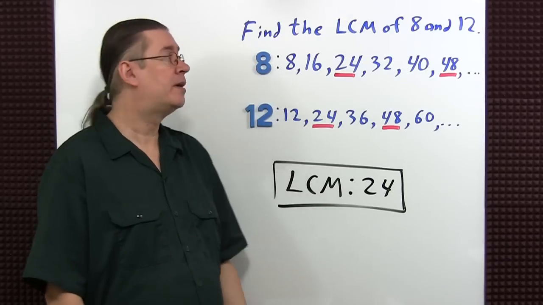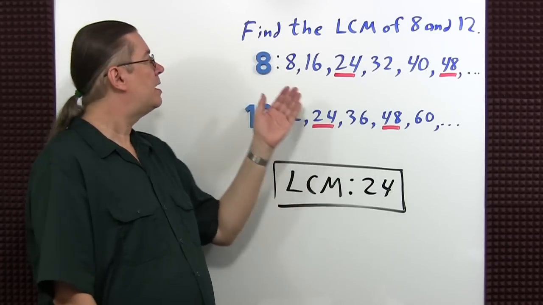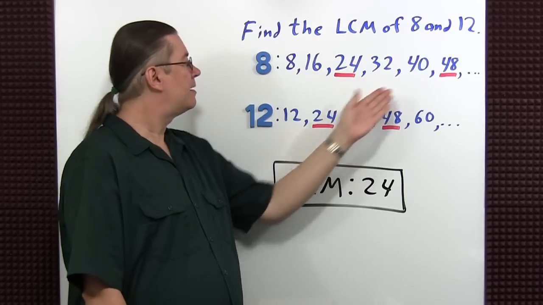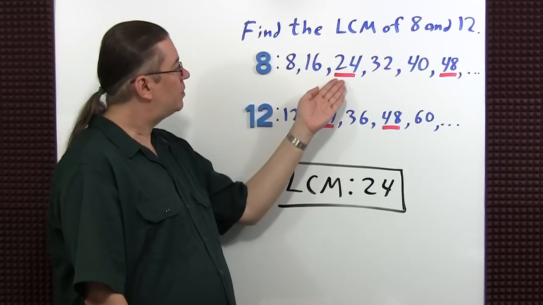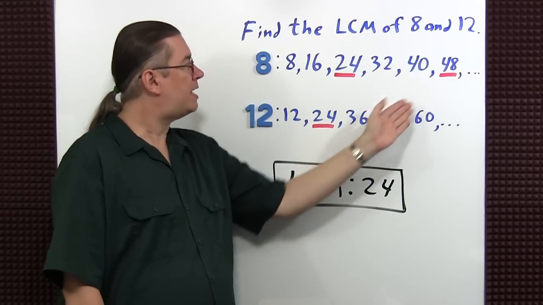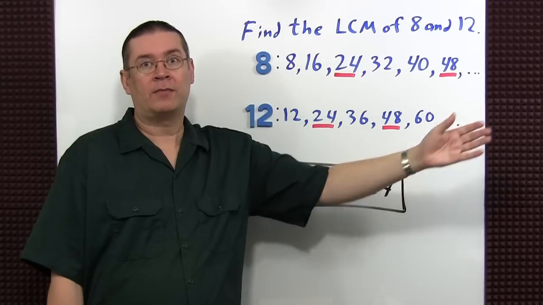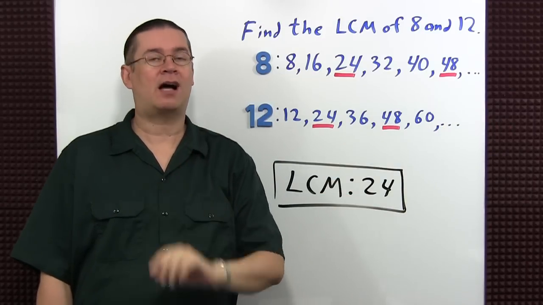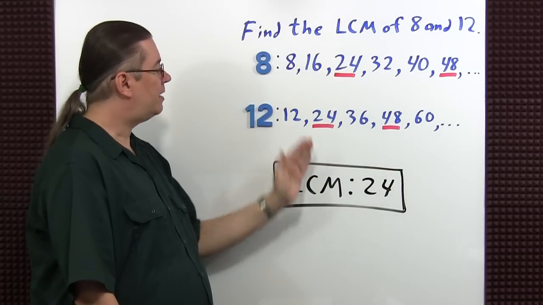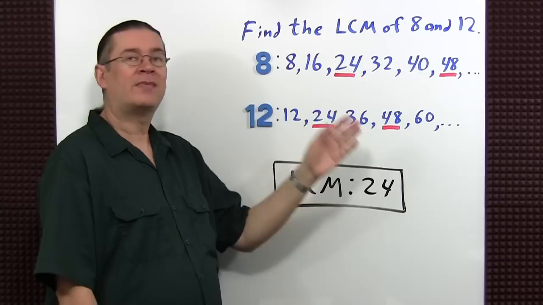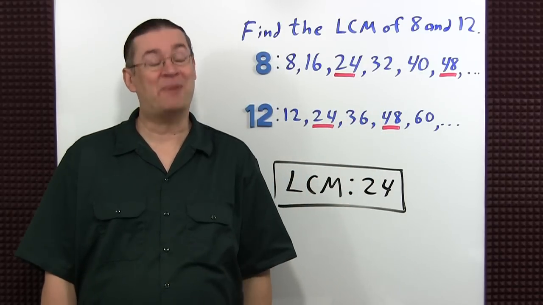Let's find the LCM of 8 and 12. One method is to just list the multiples of 8 and the multiples of 12 and see where they match. In this case, 24 and 48 are common multiples. They have an infinite number of common multiples, but we want the least common multiple. So that's the one smallest in value. Right here, 24 is our answer. Now this is a rather cumbersome method of finding the LCM. So now let me show you a better way.